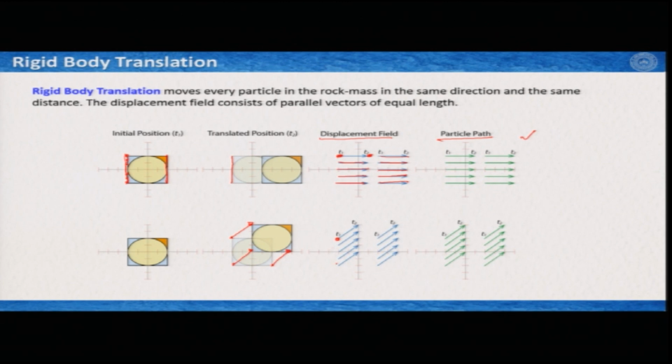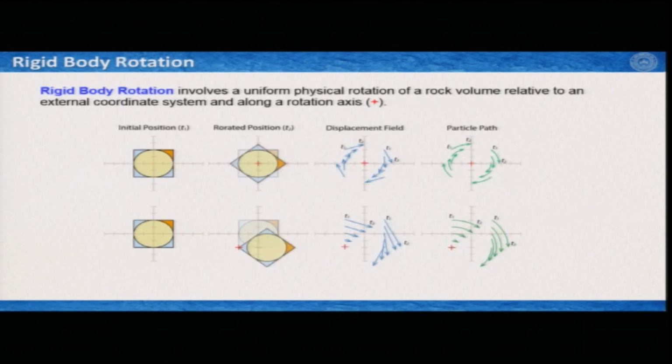So, this was your initial point at T1 and this is your end point at T2. So, this is how in rigid body translation the displacement field or displacement vectors and particle paths look like. Let us have a look how it works with the rigid body rotation.